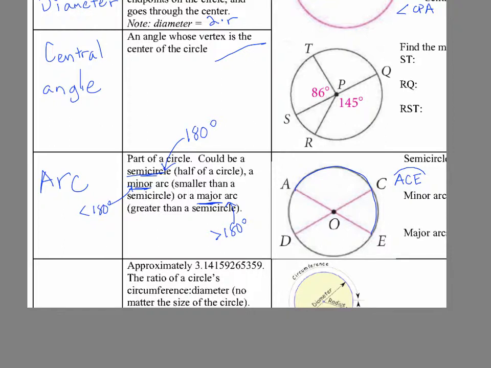A minor arc. Let me change colors here. Anything less than that. So, for example, this is a minor arc, arc AD. We're not going to use 3 letters because we only have 2 of them available to use. A major arc would be something that's greater than 180 degrees. So, for example, I could use starting from here all the way over to here. So that would be arc ADC. We're just going to use 3 letters, or 2, but 3 when possible. Arc ADC. You could also say arc AEC.